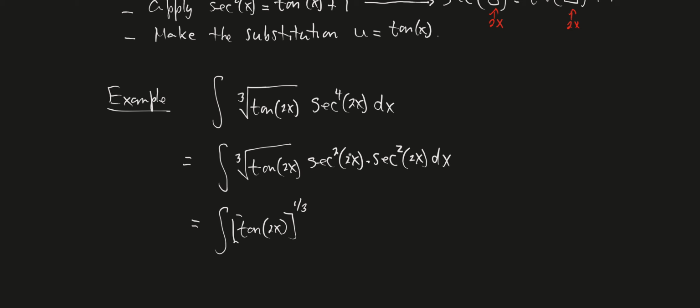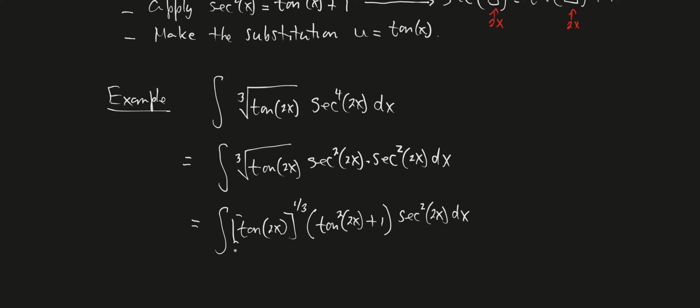Now secant squared of 2x, that is the quantity tangent squared of 2x plus 1, right? And then I'm going to keep this factor here, the secant squared of 2x dx, right? Again, when we use these procedures that involve splitting off one factor and then rewriting another factor, it just looks like we're making the problem more complicated.